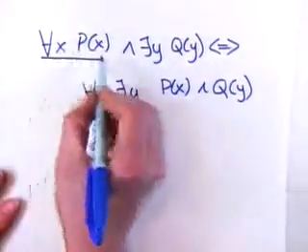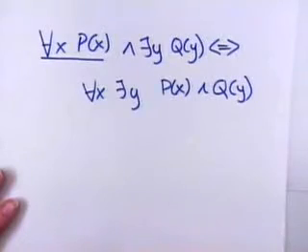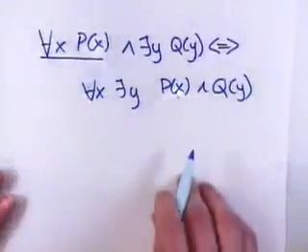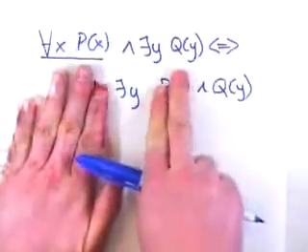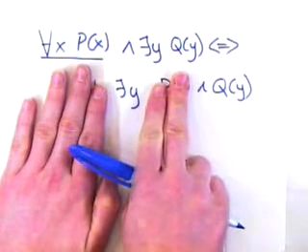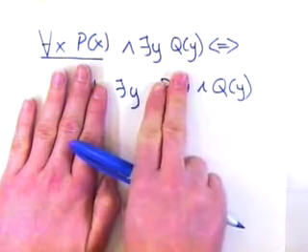Because if this were true, say for all x, p of x is always true, then I could think of p of x as always being true and put a 1 in there. And this statement doesn't even need a for all anymore, and that would be a 1, and 1 ANDed with anything gives me the q back. So this statement would just be like saying there exists y, q of y.